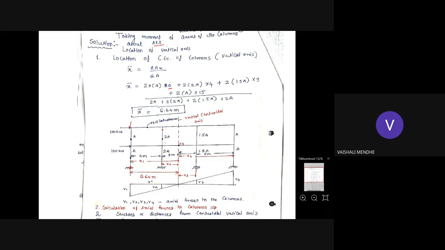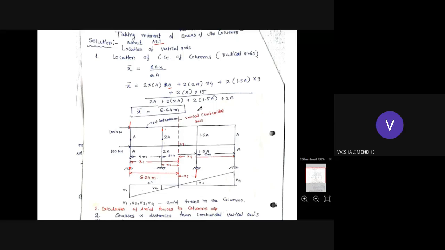What is the perpendicular distance? 5 plus 4. यहाँ से इस कॉलम से परपेंडिकुलर डिस्टेंस, that is 9 meter. So 2 into 1.5 A into 9, प्लस यहाँ पे A plus A. ओके, लास्ट कॉलम A plus A, so it is twice A. So twice A into what is the perpendicular distance? It is 15 meter. So 6 plus 5, 11 plus 4, that is 15. Okay, so twice A into 15, divided by whole area of the frame.